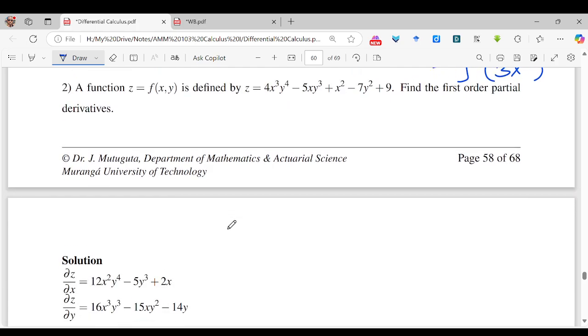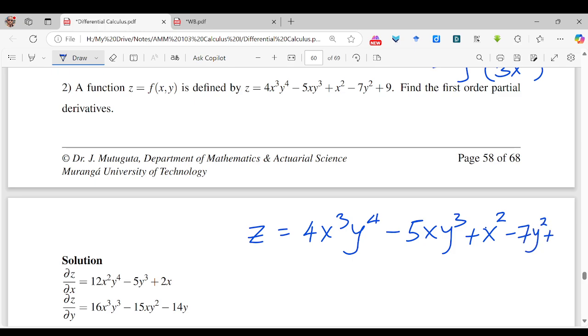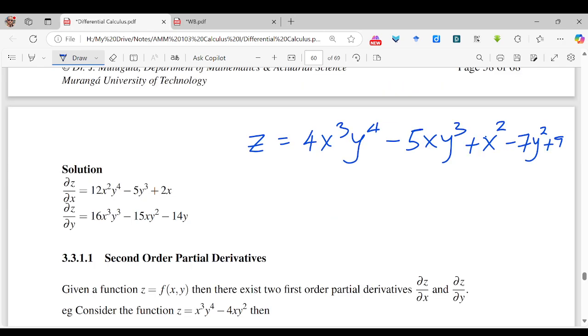We have a second example here, and we can work out the same way. We have z equals 4x cubed y raised to power 4 minus 5xy cubed plus x squared minus 7y squared plus 9. So when we want to find the partial derivative of z with respect to x, we differentiate each term with respect to x, assuming that y is a constant. So if you look at the first term, there is a constant 4, and there is another constant y raised to power 4. So we shall write 4y raised to power 4.